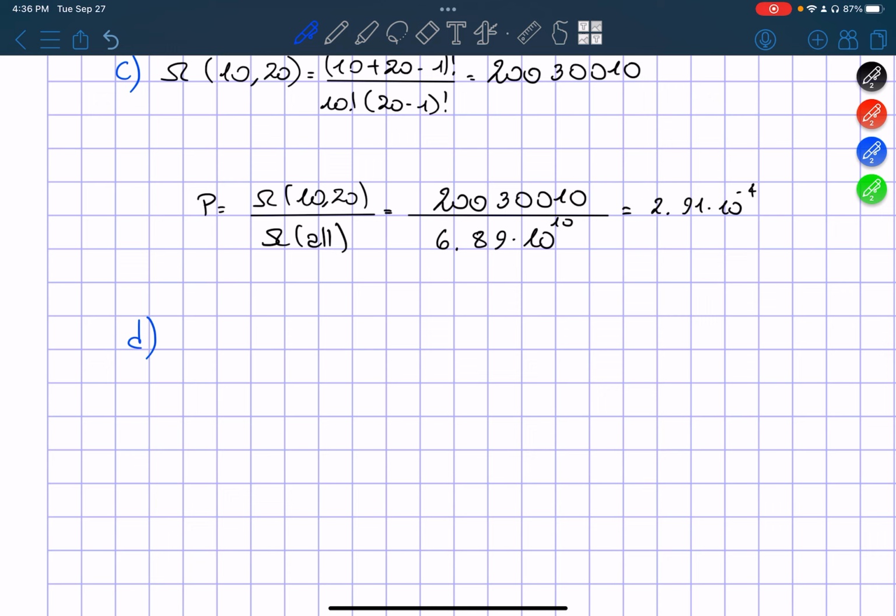Well, again, we have to find the number of microstates where half the energy is in A. So we're going to have 10 oscillators for A and 10 energy units, because that's half. So we have 10 plus 10 minus 1 factorial divided by 10 factorial times 10 minus 1 factorial, which is equal to 19 factorial divided by 10 factorial times 9 factorial, which is 92378.